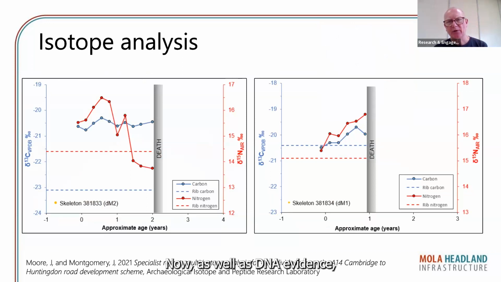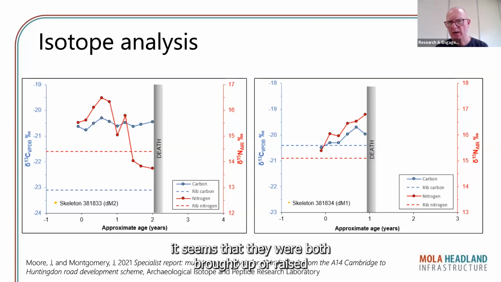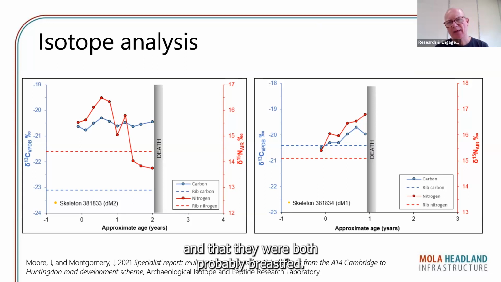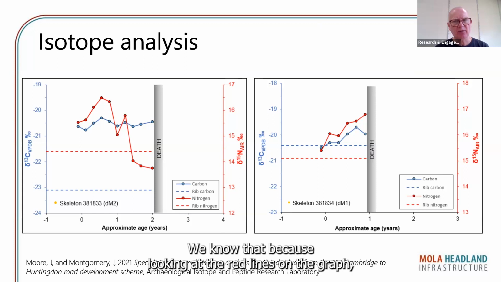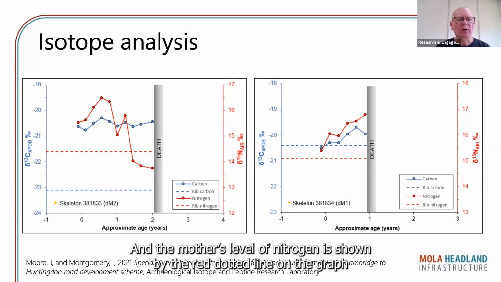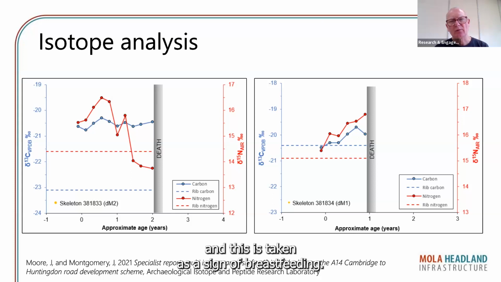Now, as well as DNA evidence, we also had isotope analysis done on both these individuals. And what this shows us is that it seems that they were both brought up or raised in the local Cambridgeshire area, and that they were both probably breastfed. We know that because looking at the red lines on the graph, they go up to quite a high level compared to the mother's level of nitrogen. And the mother's level of nitrogen is shown by the red dotted line on the graph.